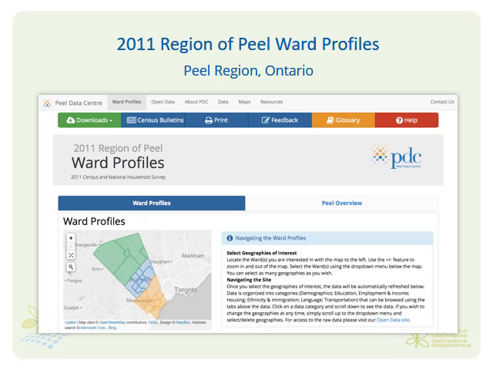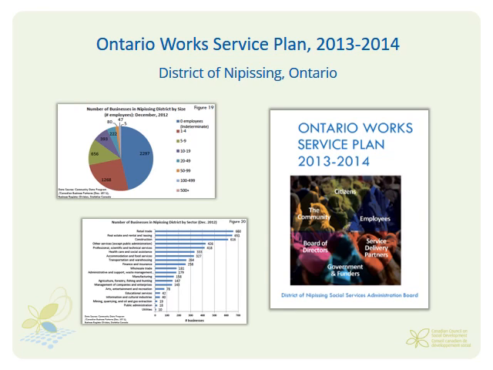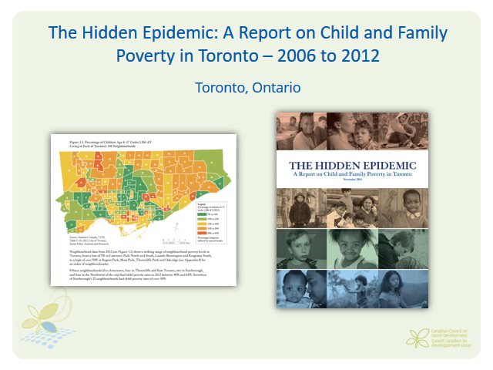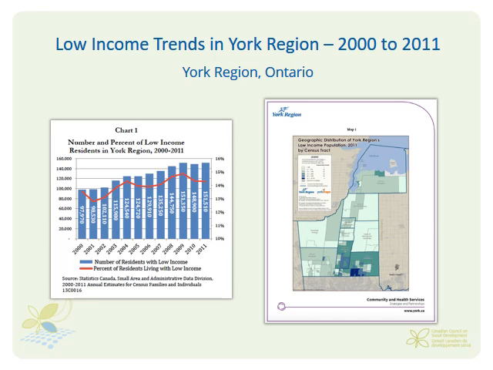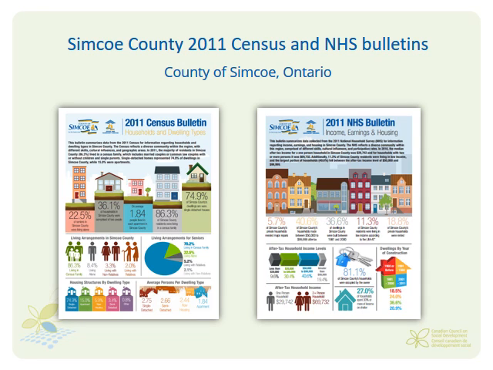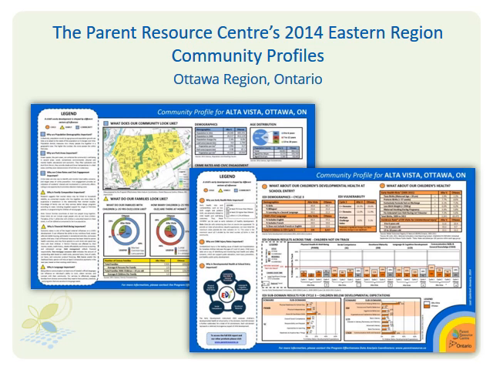The District of Nipissing Social Services and Administration Board looked at the number and type of businesses in their district. This report on children and family poverty in Toronto includes a map showing the percentage of children under age 17 living under the low-income measure. Low-income trends in York Region show the distribution of residents with low income throughout the region. The County of Simcoe curated 5 topic-based bulletins to show a snapshot of the diverse community within the county. The Parent Resource Center curated community profiles to highlight a wide variety of indicators related to the social determinants of health and child outcomes.